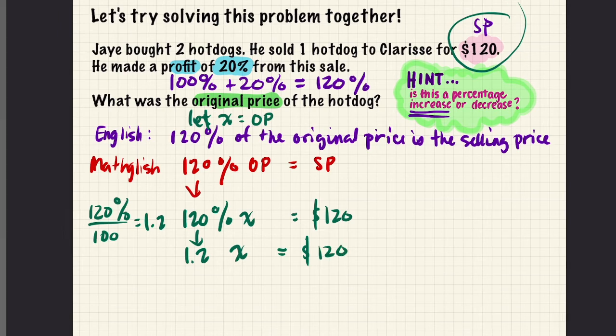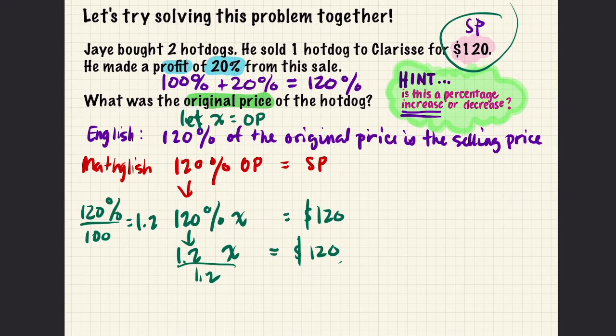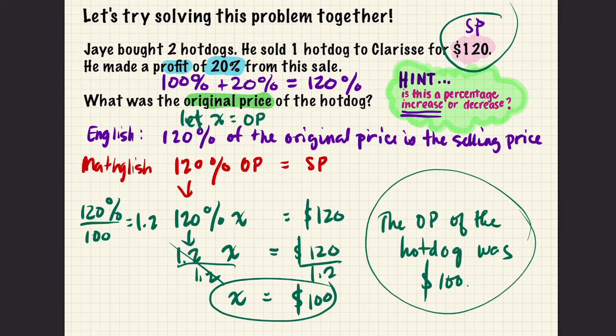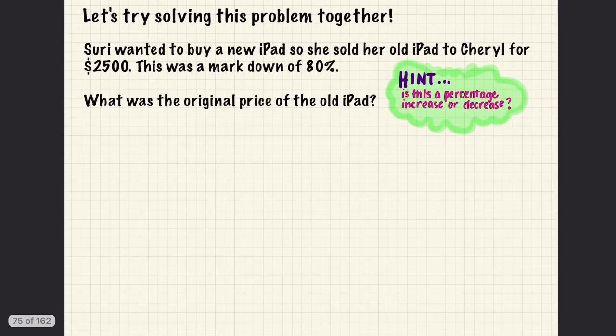$120. Isolate the X, divide by 1.2, and X is equal to, what's the answer? $100. Okay, so the original price of the hot dog was, OMG, that must be a very special hot dog. Okay, so let's do the other one.